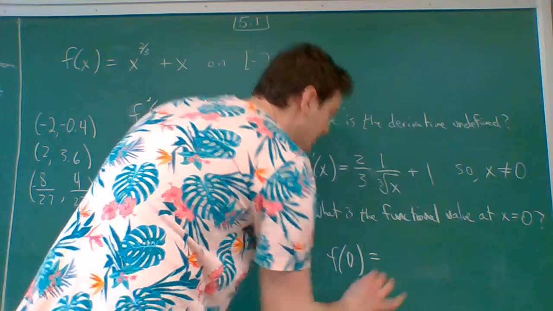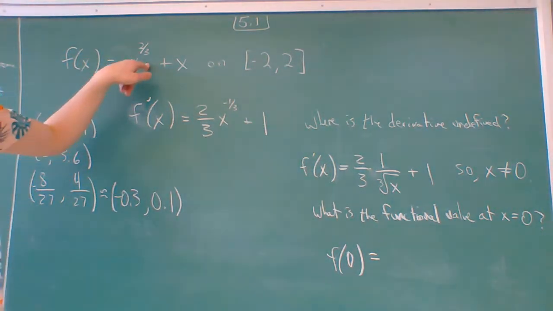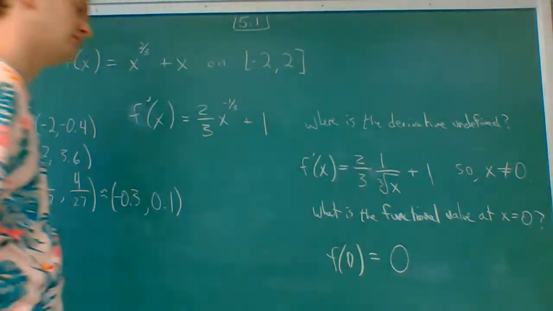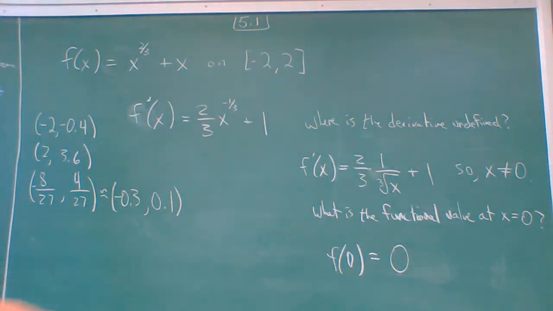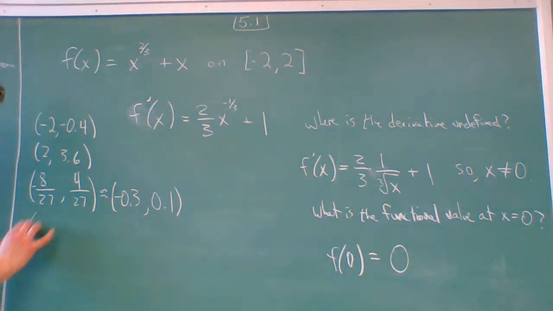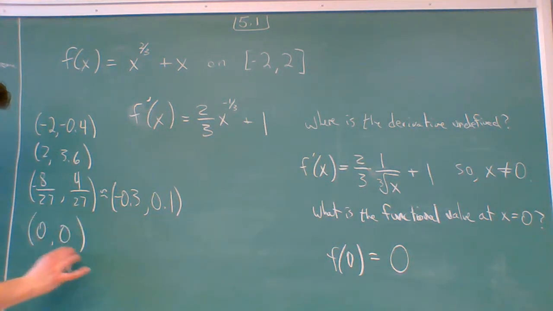f of 0 is going to be 0 to the 2/3, which is just 0, plus 0. Okay, so that was nice and easy, at least in the computation here. That's a new critical value, or a new potential extreme value. So we've got 4: we've got our 2 endpoints, we've got a flat place, and then we've got a cusp.